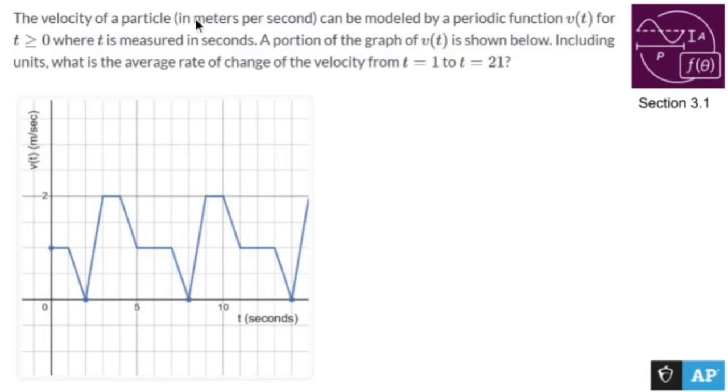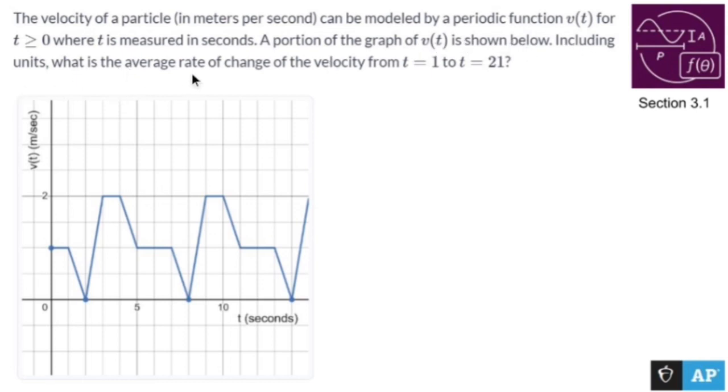The velocity of a particle in meters per second can be modeled by a periodic function v of t for t is greater than 0. So a particle, basically you have this object moving, and this is going to be the velocity. Here is your graph showing that. So you have this weird periodic function, which means it repeats every now and then. A portion of the graph is shown below.